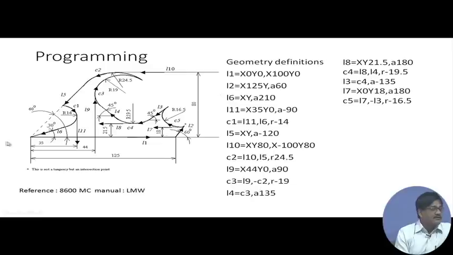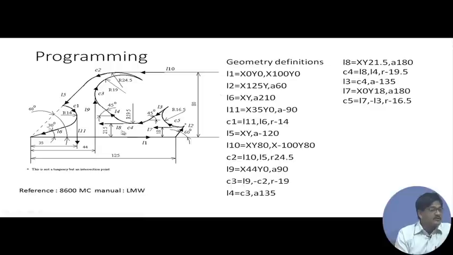Likewise, we can define L5. Let us quickly see L5 at minus 120 degrees. We can define L10, which is at the top. We can define C2. So, from L10 we move to L5, moving in the counterclockwise direction, and the radius is 24.5. L9 can be defined as a vertical line upwards, that is why it is E90.